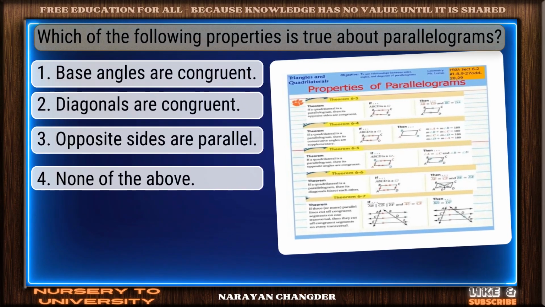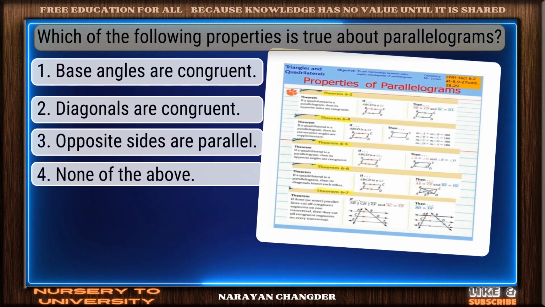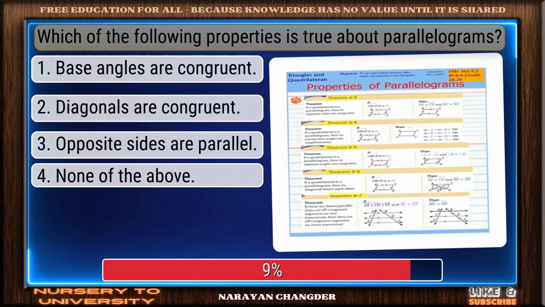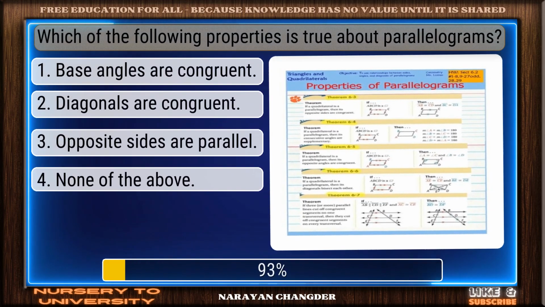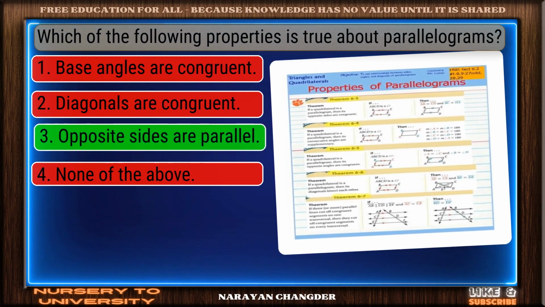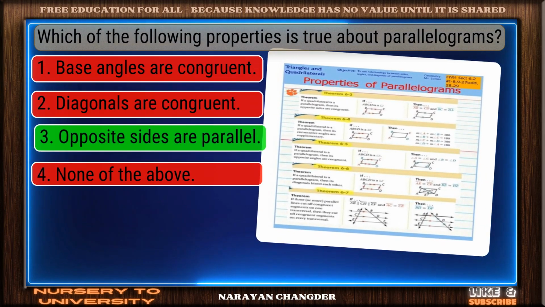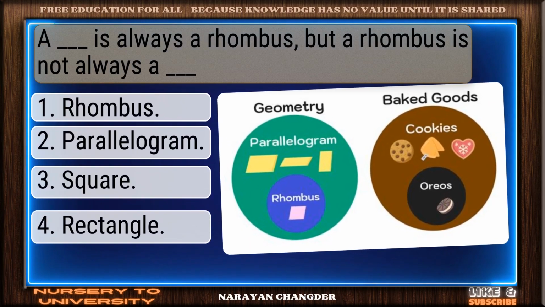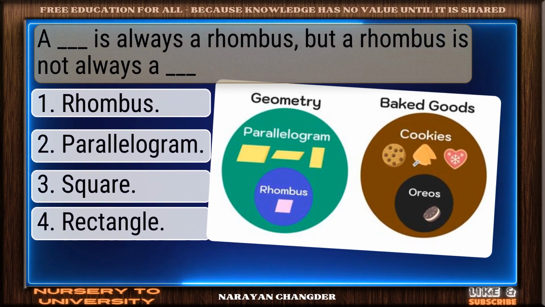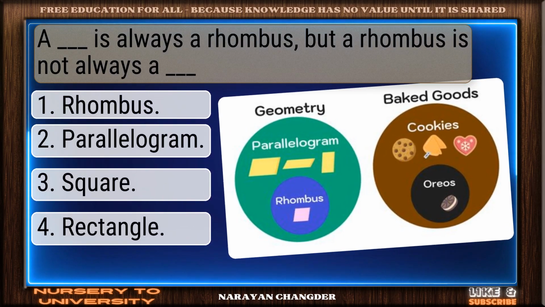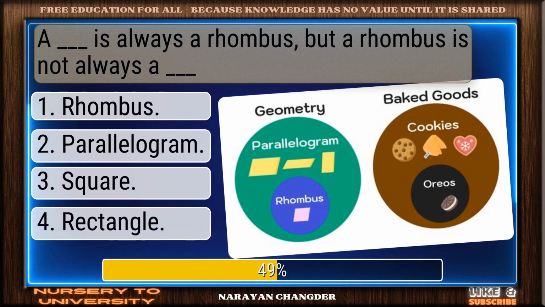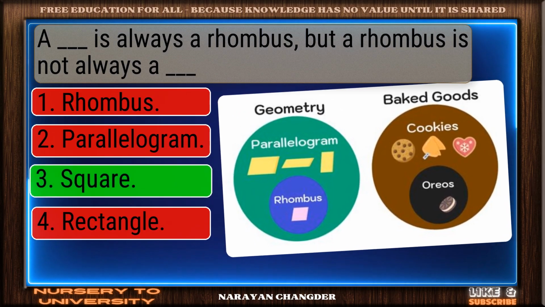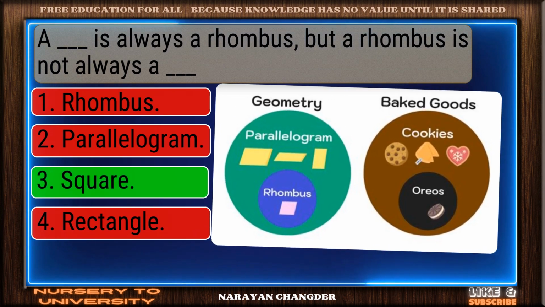Question number 73. Which of the following properties is true about parallelograms? Solid response. Opposite sides are parallel is a valid choice. Question number 74. A dash is always a rhombus, but a rhombus is not always a dash. Sharp thinking. Square is the right choice.